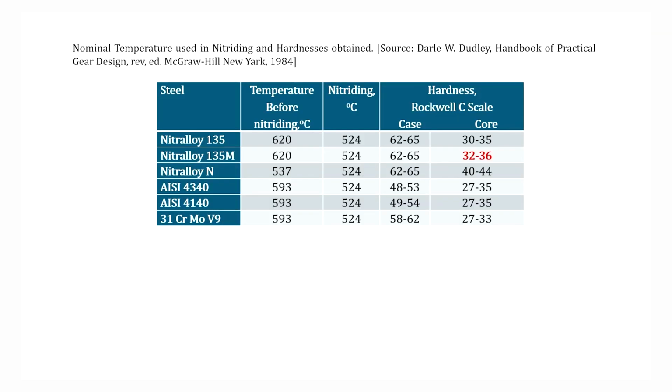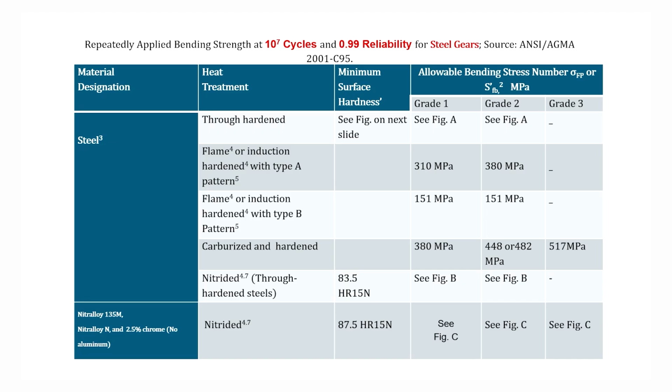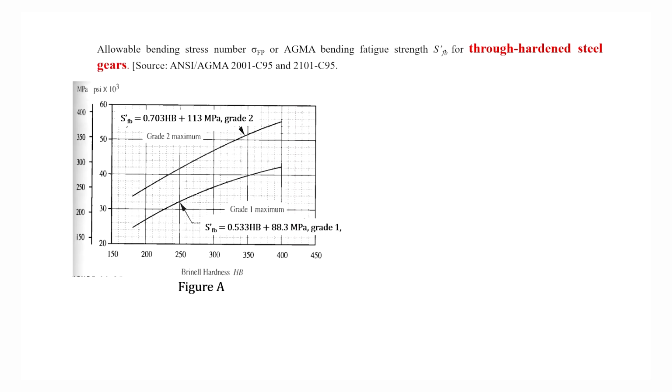Then the material data are given. This table is for nitriding gear, what should be the case and core hardness. For our case and core hardness, through hardened gears are there, and for the pinion the hardness is 240, and for the gear it is 200. And so, we are directly coming to the case of steel. For the case of steel, these two curves are there. On the x-axis is Brinell hardness number, and the y-axis is the SFB dash. So, depending on the hardness given, we can find the strength.